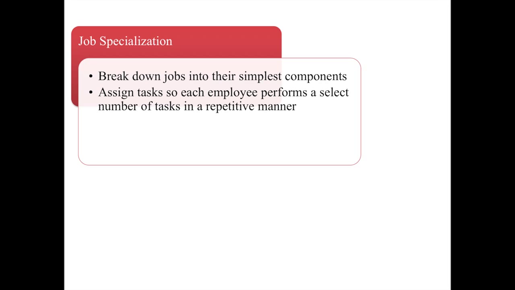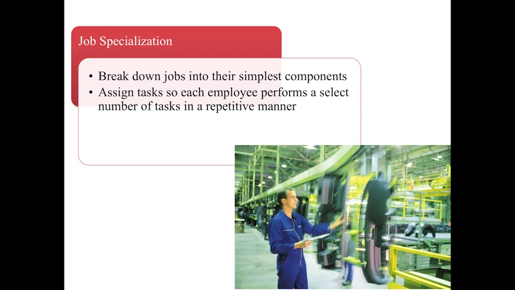Today, we really think about it as assigning tasks so each employee performs a select number of them in a repetitive manner. If you think about an assembly line, that's very much an idea of job specialization. You might sit there and screw one bolt into one piece of a car day after day after day. Here's an example of a Ford assembly plant and somebody looking over a bumper as it goes by.